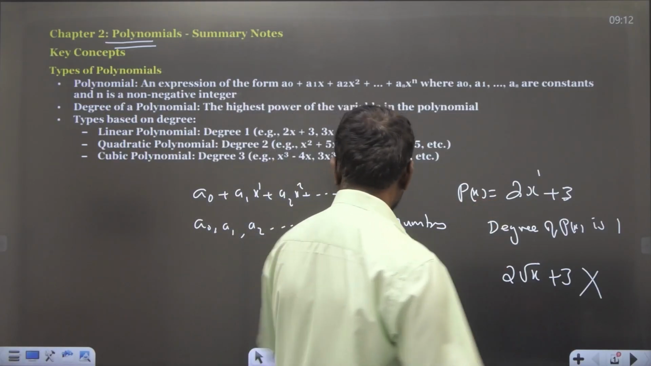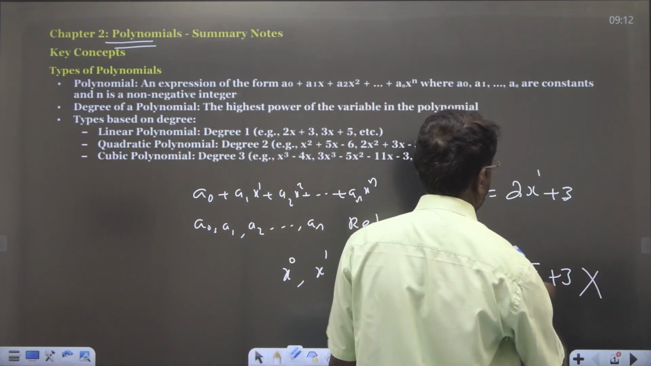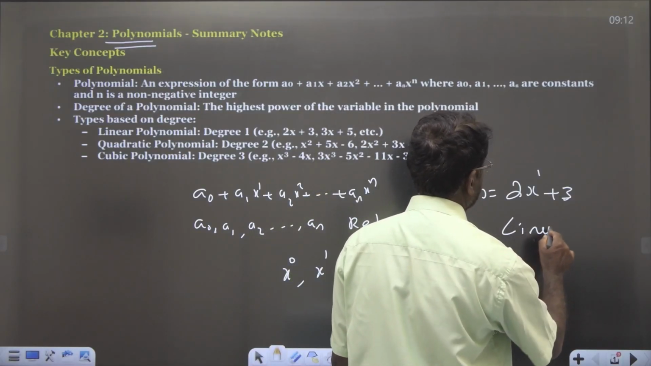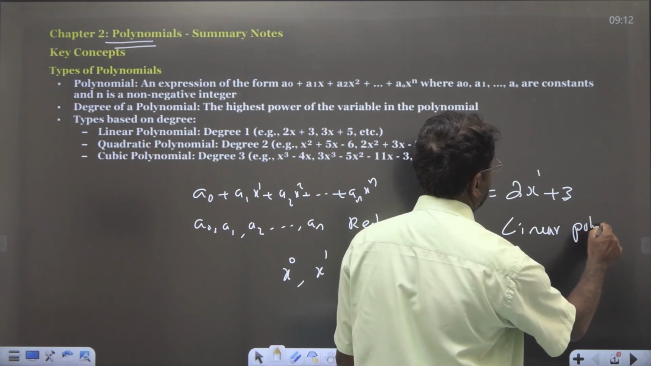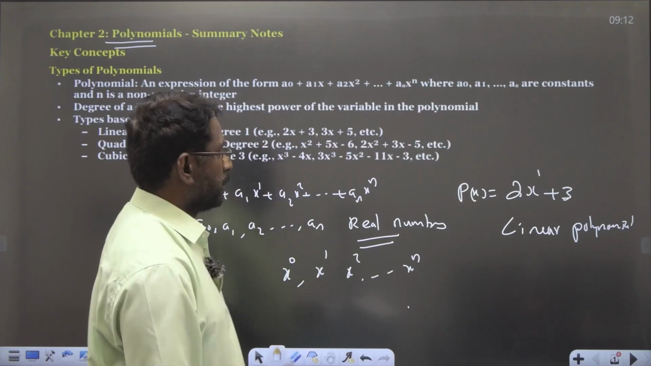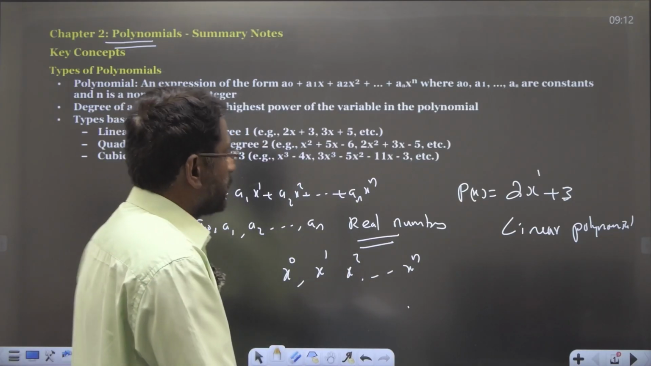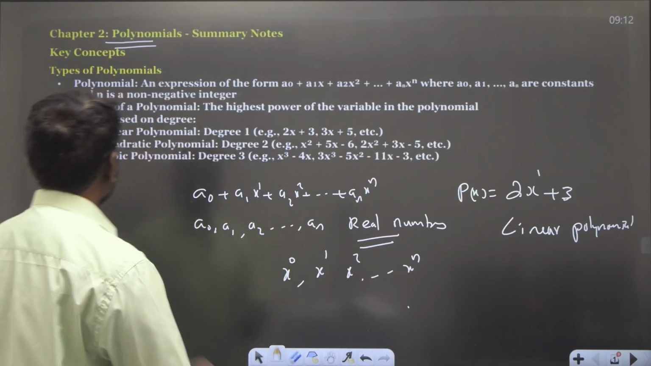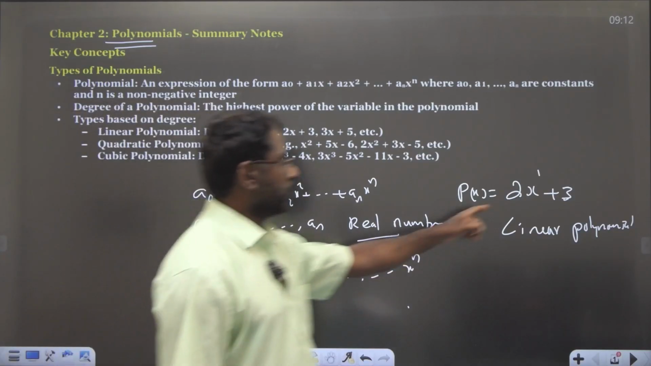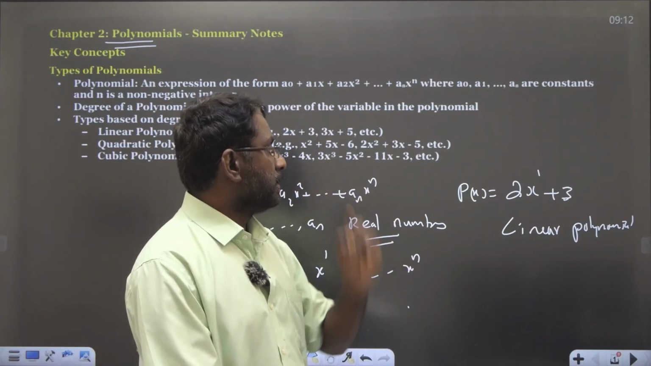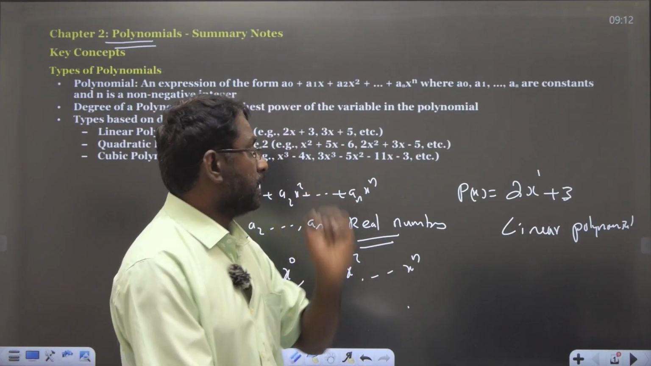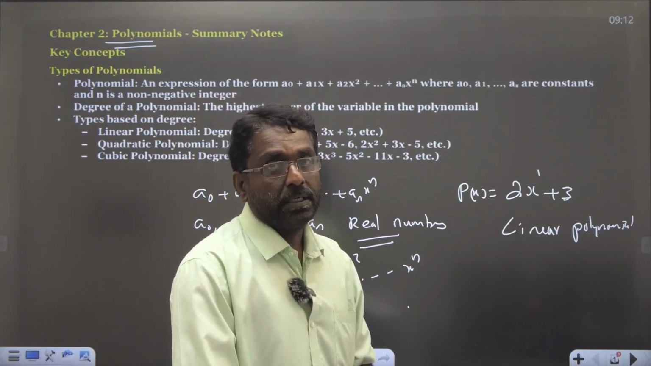This is called first degree polynomial or linear polynomial. 2x plus 3. It is a first degree polynomial or linear polynomial. Degree 1. Degree of the polynomial is 1. Degree means the highest power of the variable, highest index of the variable. It is called linear polynomial.